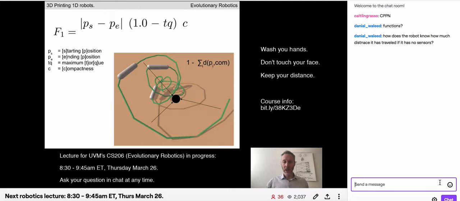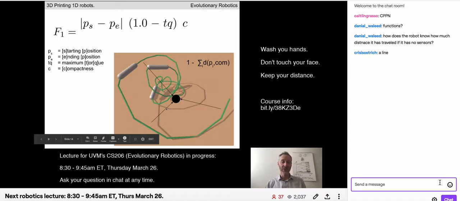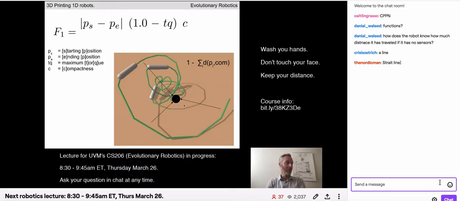While you're thinking about that, I'll answer Daniel's question. How does the robot know how much distance it has traveled if it has no sensors? The simulated robot has no idea how far it's traveled, but the evolutionary algorithm does. In the same way, your simulated robot, before you put a position sensor in it, has no idea how far it has traveled, but you can compute that in simulation.